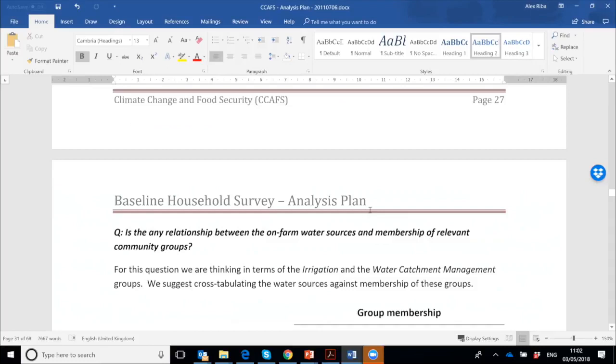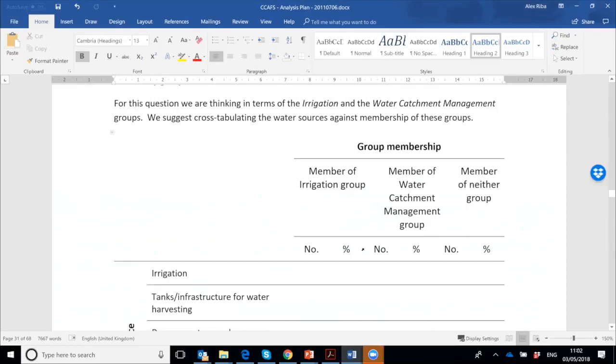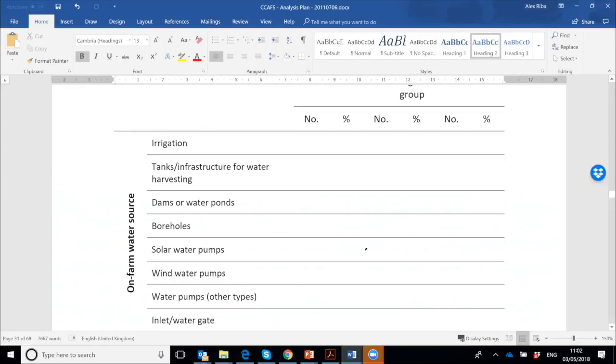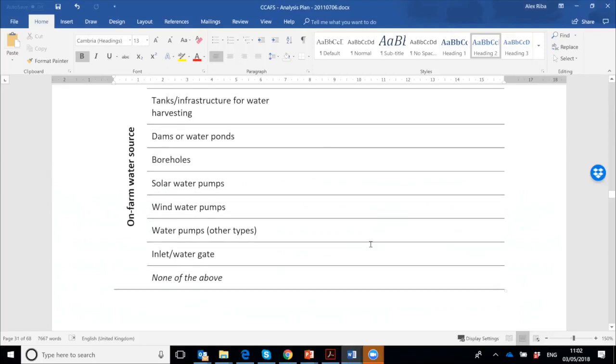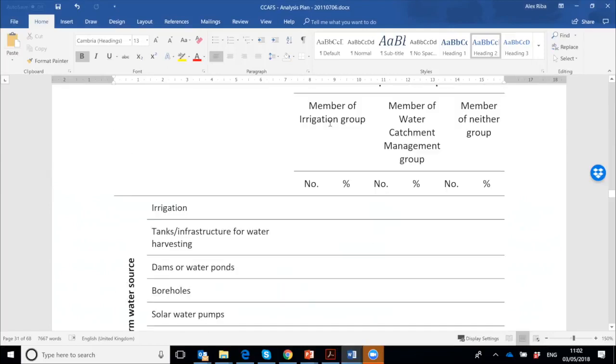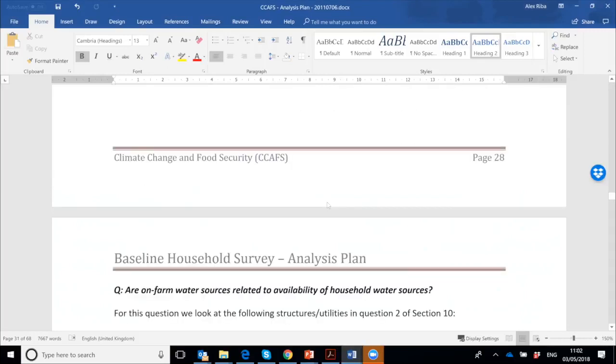The second question was, is there any relationship between these on-farm water sources and the membership of relevant community groups? So we have to define those groups and then ask the households about the membership of these groups and combine them in suitable categories. So again, we will end up having a table that we will populate once we process the data, and we can make assumptions, for example, that members of irrigation groups have larger access to irrigation than non-members, and then once we get the results, we can challenge or validate these assumptions.